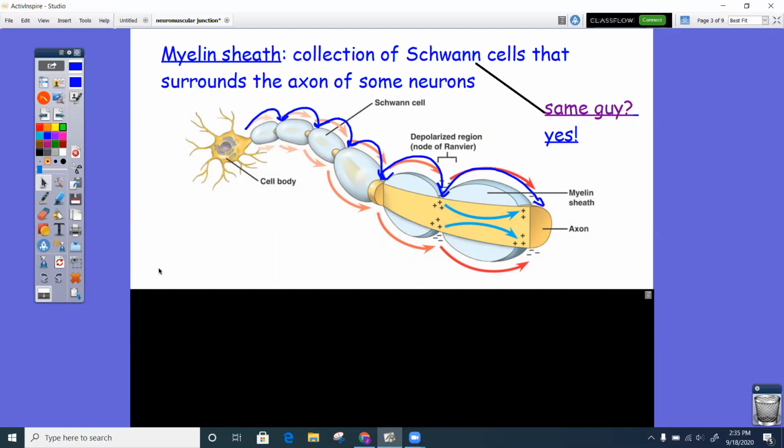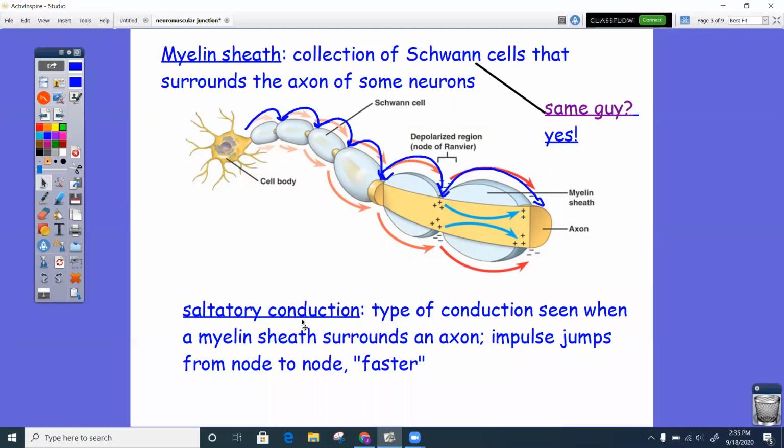What the myelin sheath does, and the reason that it's there, is that it allows for saltatory conduction. I was just reviewing my son's Spanish with him the other night, and saltar means to jump. Saltatory has to do with the idea that when the axon is myelinated, it allows the impulse to jump from node to node to node, these nodes of Ranvier.